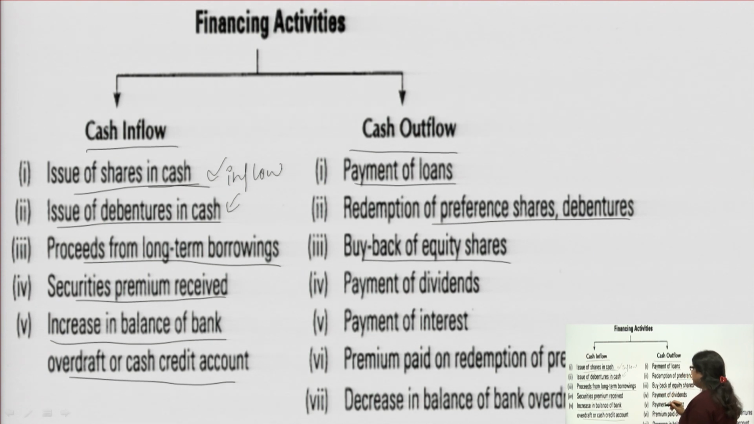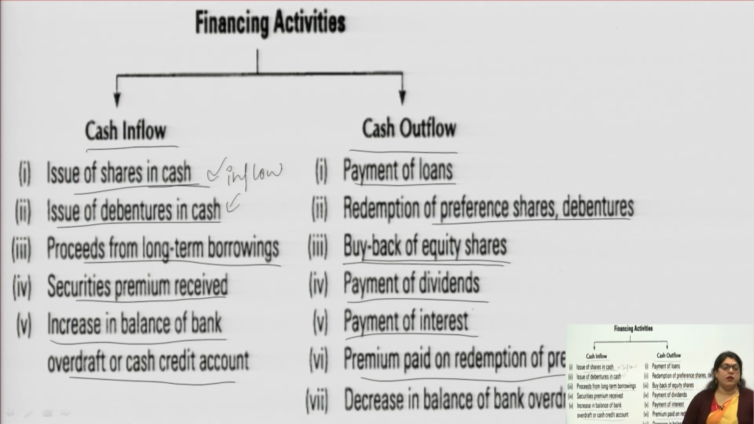Buyback of equity shares. Buyback means what? Once you have sold your equity shares and they are already allocated to somebody, maybe to yourself, but you are buying them back, you are taking them again. By purchasing them again, it means that cash is outflowing. Payment of dividend, payment of interest, premium paid on the redemption of preference shares and debentures.